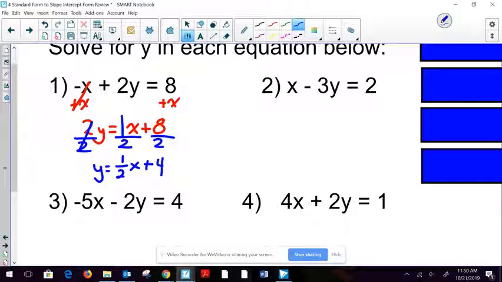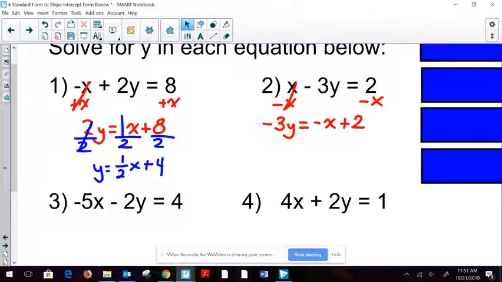If we look at number 2, I have x minus 3y equals 2. Go ahead and write that down. Okay, so how do I move a positive x to the other side? You guessed it, I'm going to subtract x. So I have a negative 3y is equal to, remember to write it from bottom to top, so negative x and a positive 2. And like we said in the last problem, whenever you have a variable without a number, add the imaginary 1 there because it makes it easier.